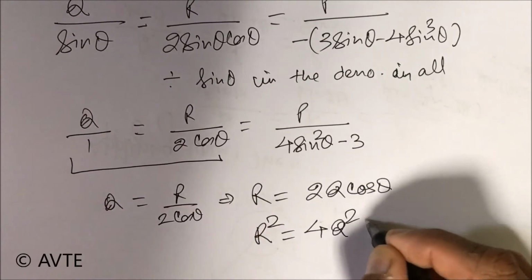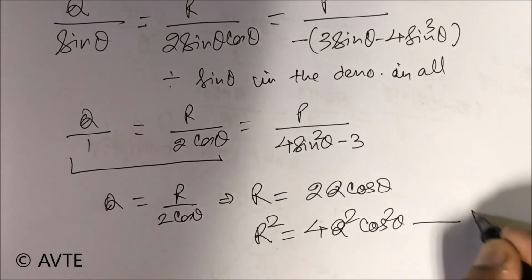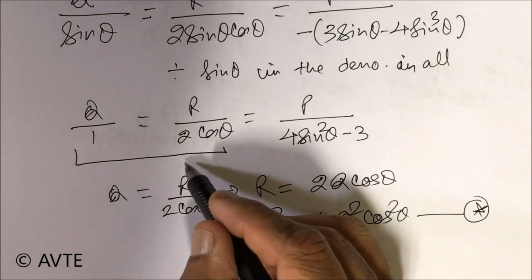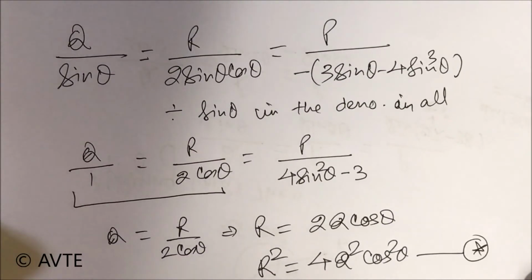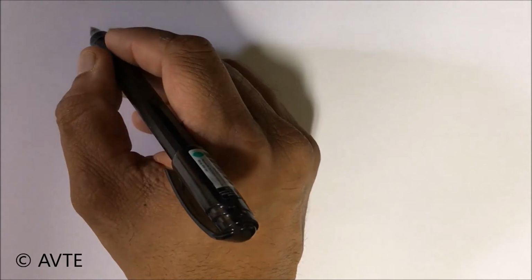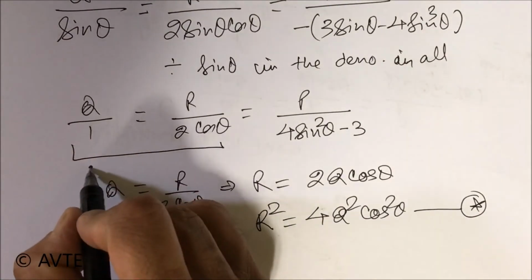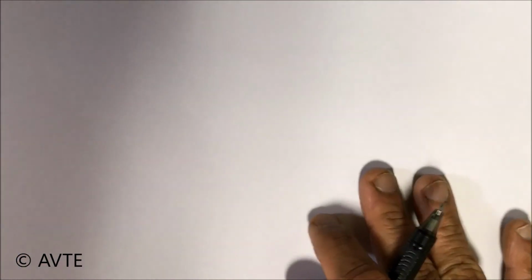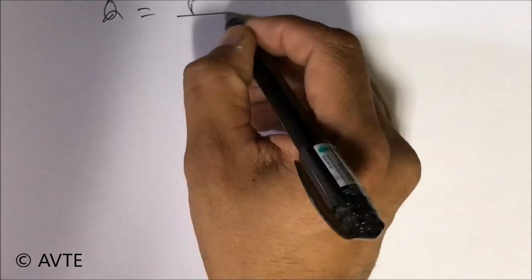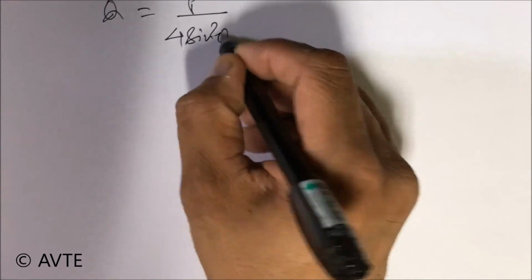So this is one relation which we have got. I'm taking this relation as star. Now also from the other two members, because again it is very important to connect Q and P, I'm taking first and third. So by taking first and third, we now connect Q with P. So we get Q is equal to P upon 4 sine square theta minus 3.